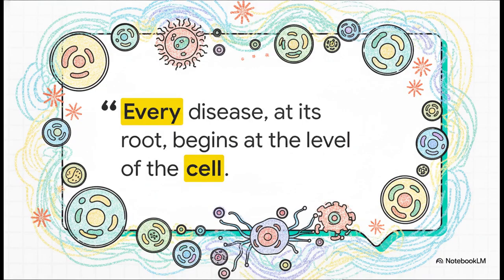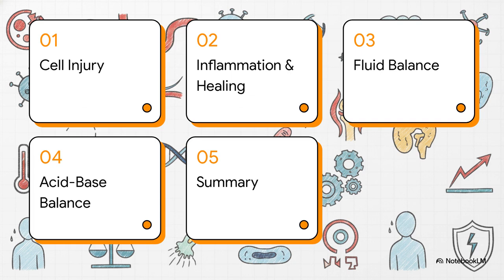Think about it like this. Long before an organ actually fails, or before any systemic symptom even appears, the whole process starts microscopically. Every disease at its very root begins at the level of the cell, and that is exactly where our logical journey kicks off today. So here's our roadmap for this explainer. We're going to hit cell injury and adaptation, then inflammation and tissue healing, move into fluid balance, tackle acid-base balance, and wrap it all up with a quick summary. Master these, and you've basically got the blueprint for virtually every pathology out there.